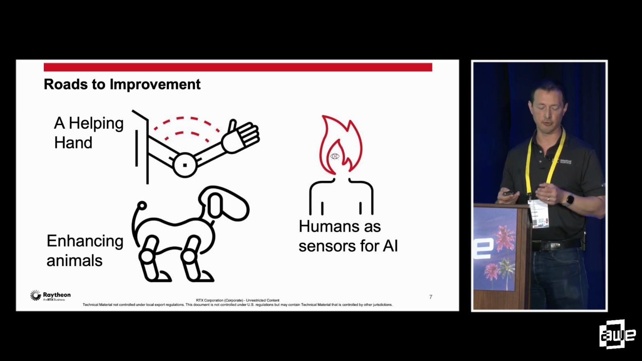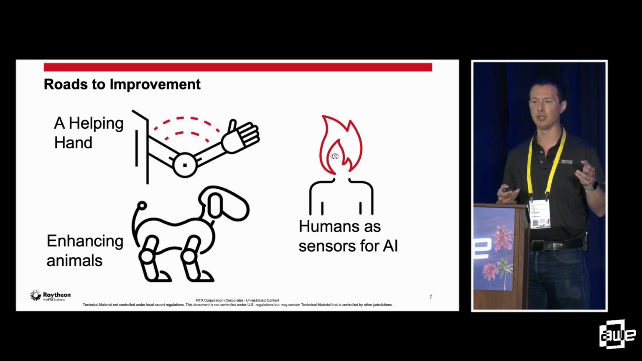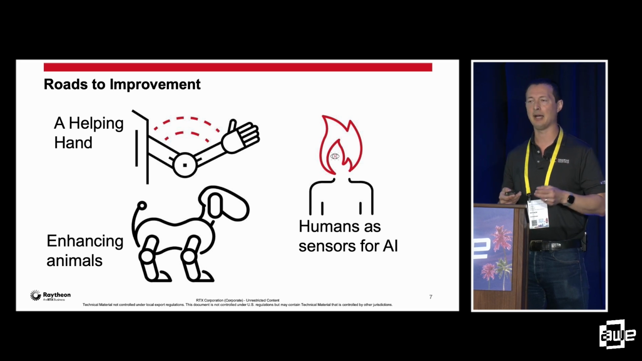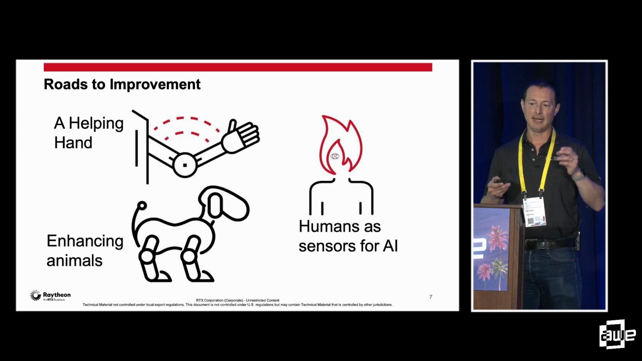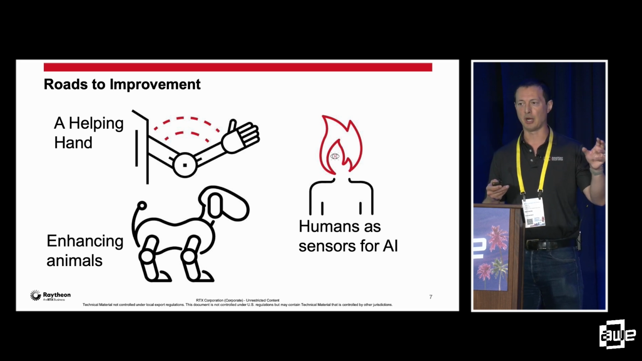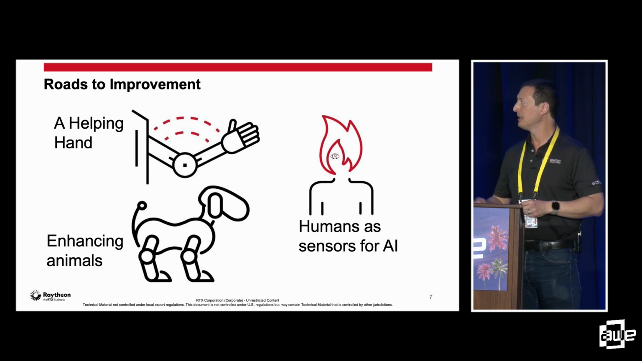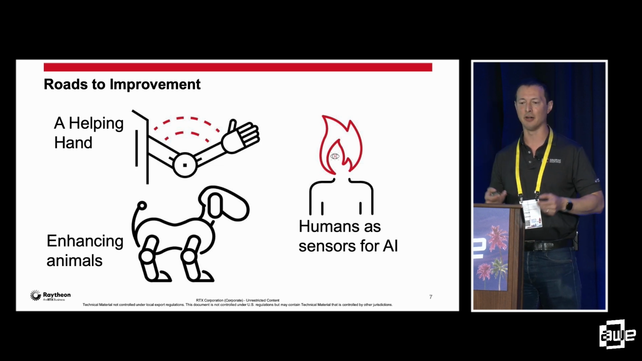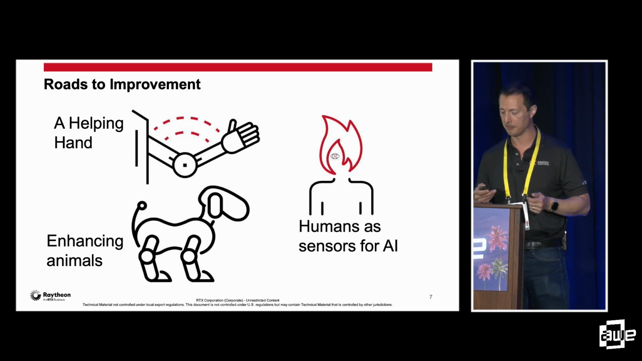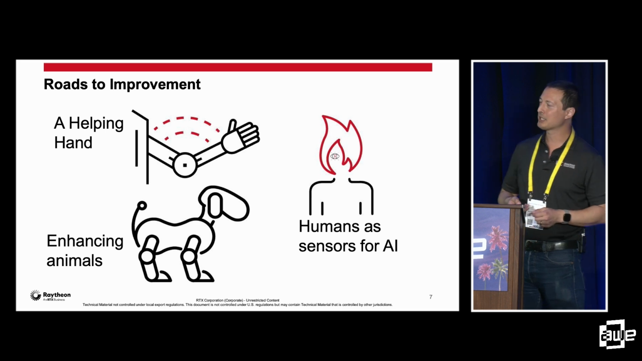Let's use the example of, I just microwaved a burrito in the microwave, and I'm tired. I'm not really thinking straight. I just came home from this conference and I'm exhausted. I'm about to reach up and grab that plate and burn the heck out of my hand. The helping hand might just reach up and grab that plate for me and save me the trauma of burning my hand and dropping my precious burrito. Now, let's go into enhancing animals.